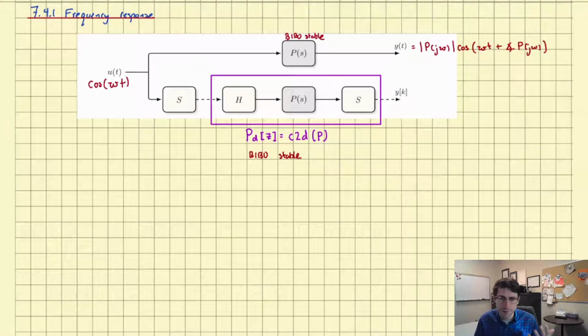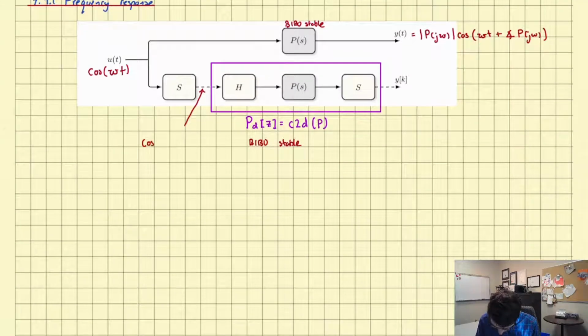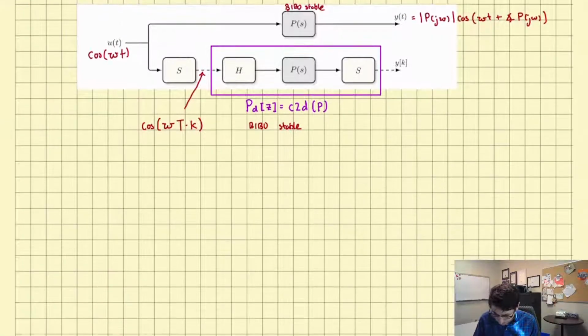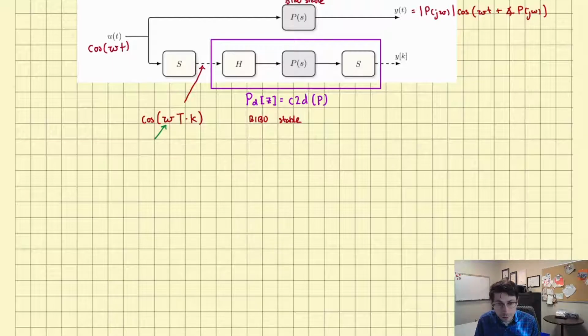All right? Okay, so what is the steady state output of this bottom branch going to be? Well, to be able to compare them, first thing we need to do is we need to sample cos omega t. We can't apply a continuous time signal to a discrete time plant, so the signal here, after the sampler, is going to be cos omega, and now I replace the continuous time variable t with the sampling instant, which I'm going to write as T times k. Okay. And I remind you here, this is the input frequency. This is the sampling period.